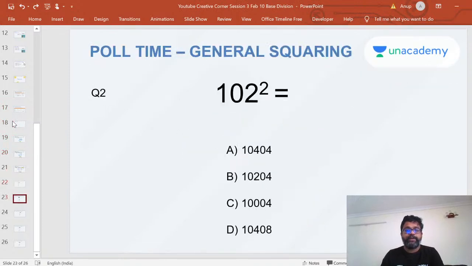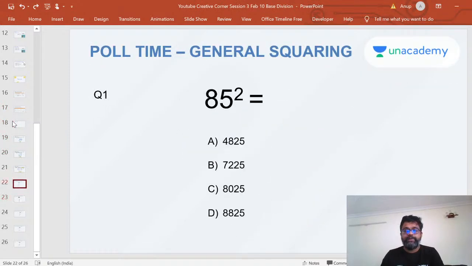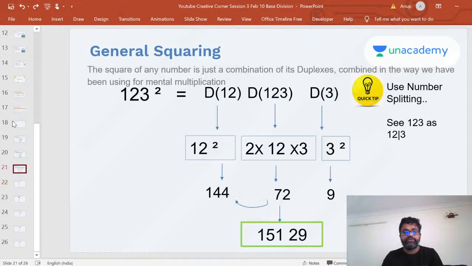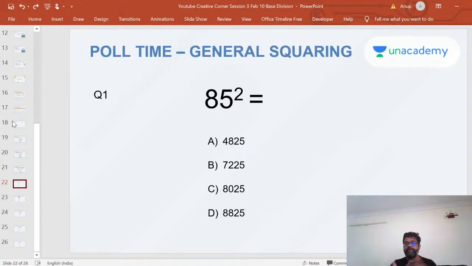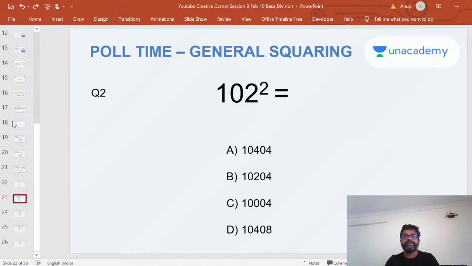And this is what I wanted to do a poll, but I don't have a lot of students. Maybe most of you are at school by now, and you may be seeing this as a recorded session. But I have a few questions for you. Just glance through this, take note of it, and try to find out the answers for this. 85 squared, 102 squared.